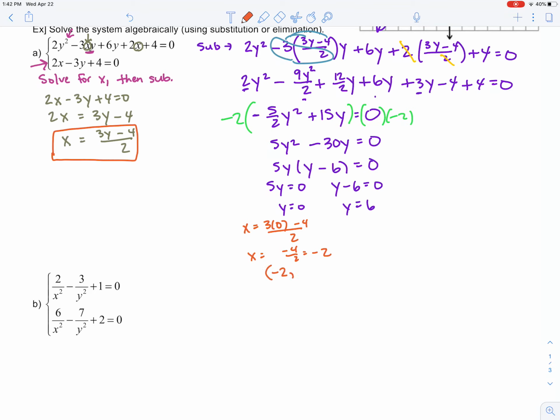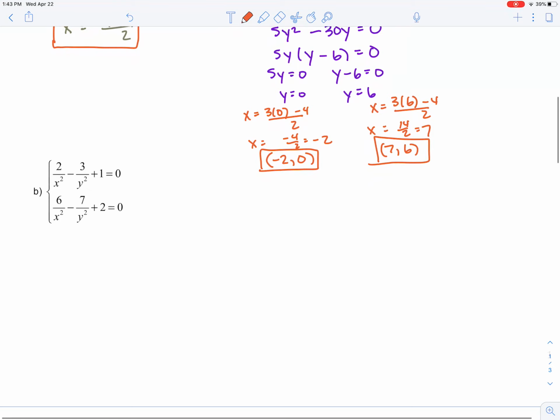So this gives me one point of intersection. It would be the point -2, 0. Okay, so it's one of the solutions. Now for the other one, I will plug 6 in for y. So 3 times 6 minus 4 over 2. So x equals 18 minus 4, which is 14, over 2, which is 7. So the other point of intersection would be the point 7, 6. So these two graphs intersect at 2 points, the points -2, 0 and the point 7, 6.